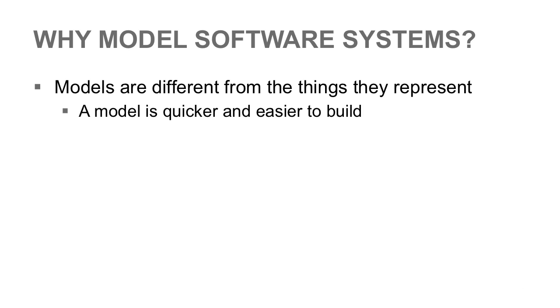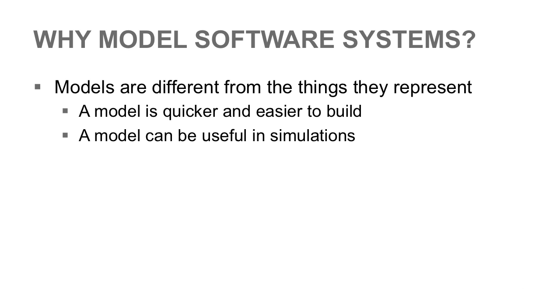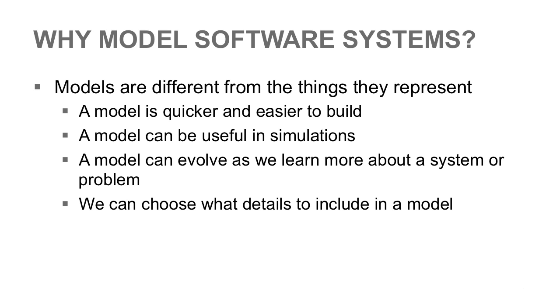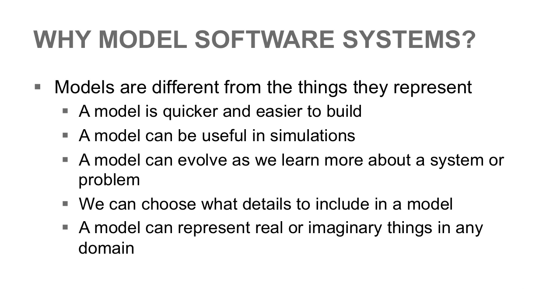In particular, a model is quicker and easier to build than the entire system. If it allows you to test important assumptions without having to build the system, then that has a value. A model can be used in simulations so that you can learn more about the system it represents and how it will perform. A model isn't necessarily static. It can evolve and grow as we learn more about the system. We can choose what details to include in the model. It doesn't have to be everything. Remember, it's an abstraction. And a model can represent real or imaginary things in any domain.